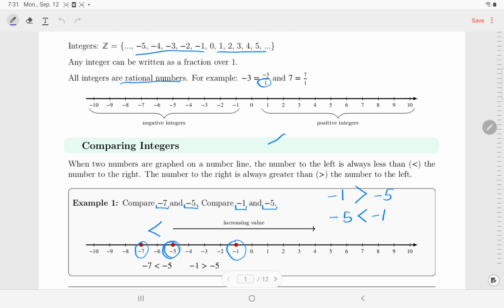So when we use this sign, we put a lesser, smaller number on the left. This is the greater number. And if we use this sign, the smaller number goes here and the greater number goes to this side.